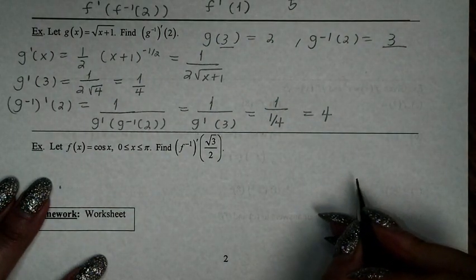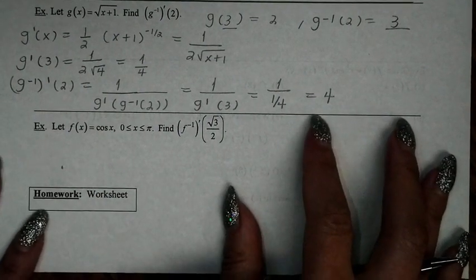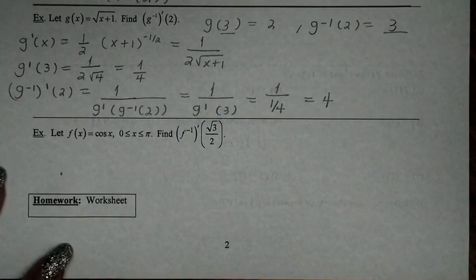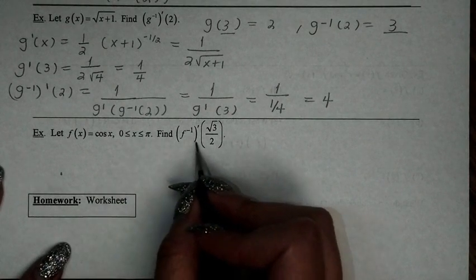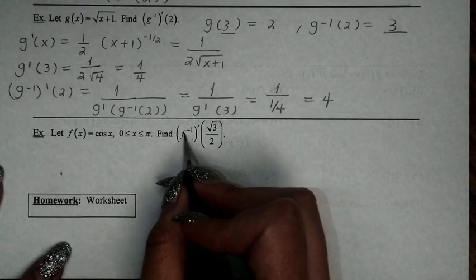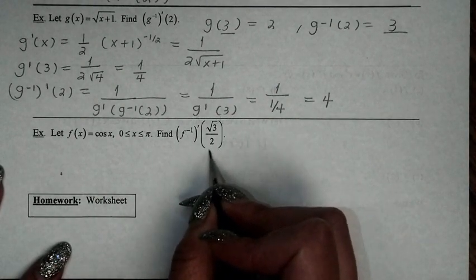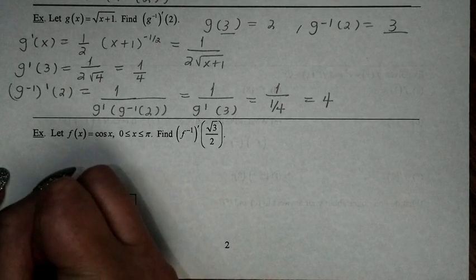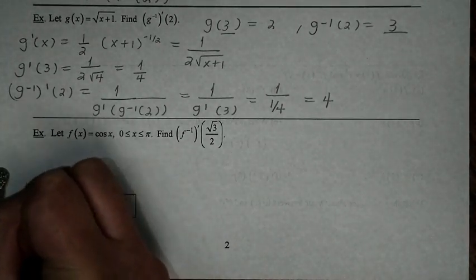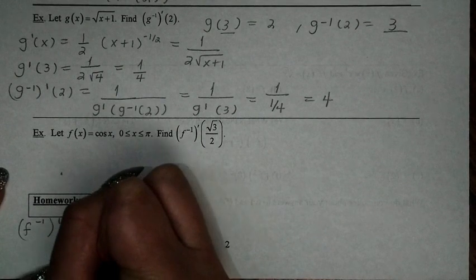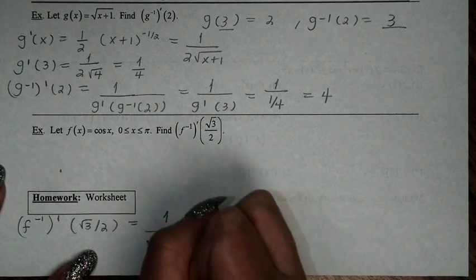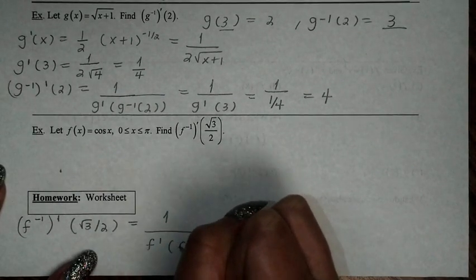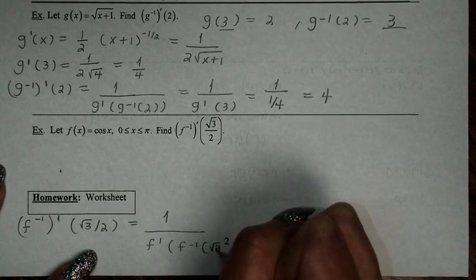Isn't that nice? Okay, so let's move on to the last problem of the day. You have f of x equal to cosine x, and they tell you that x is only half of the unit circle, and they want you to find the inverse derivative at root 3 over 2. So what we have is the inverse prime at root 3 over 2, and you know that this is going to be equal to 1 over f prime of f inverse evaluated at root 3 over 2.